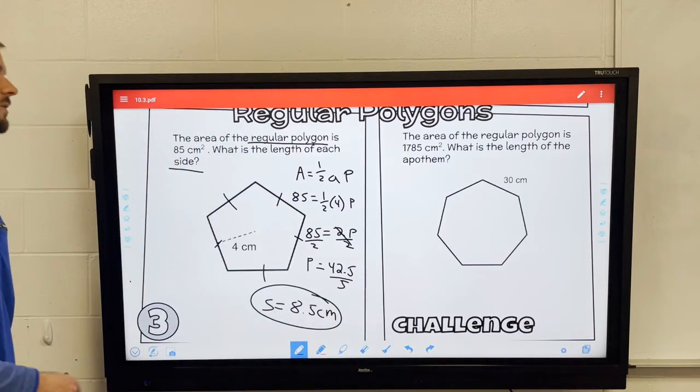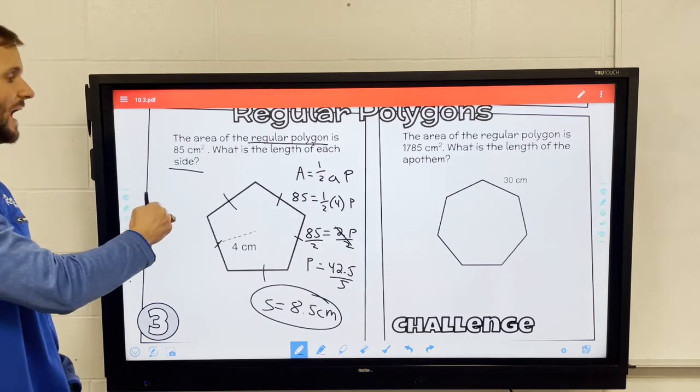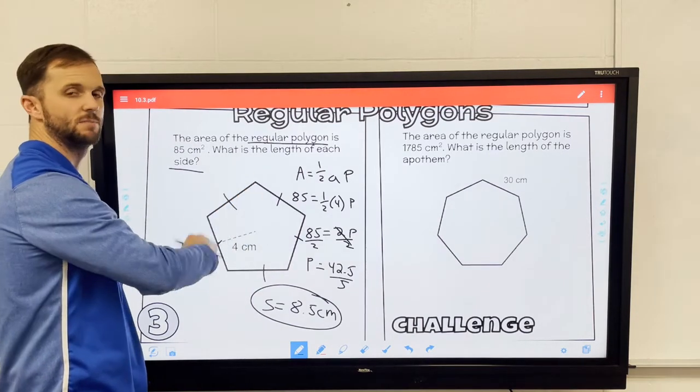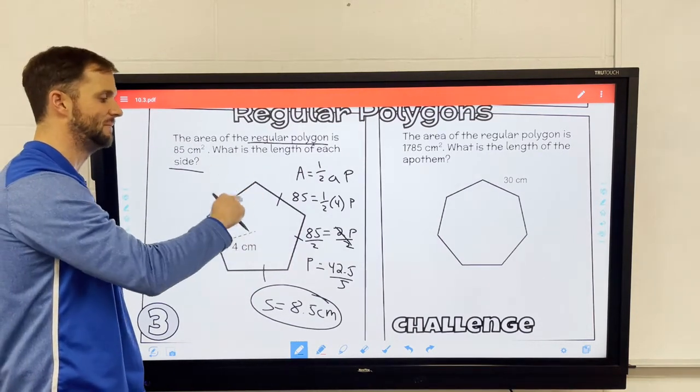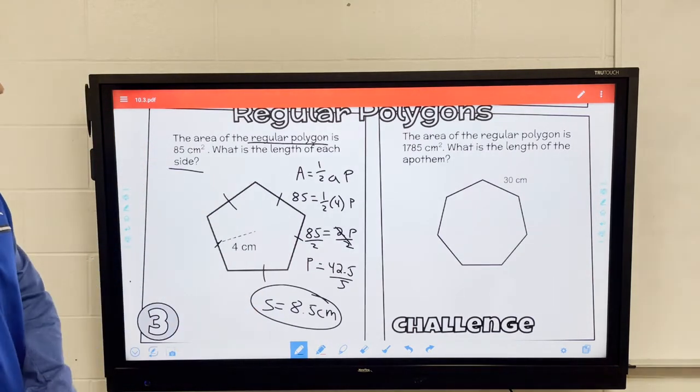So the main thing you got to remember when you solve for that perimeter, if it asks for one side, I know all of the sides together add up to be that perimeter, so I have to divide it by the amount of sides to get one side length, and that was 8.5 in this instance.